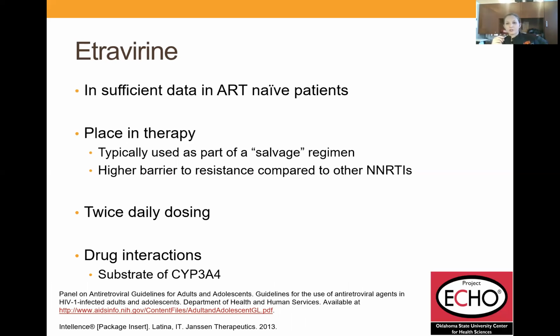Okay, moving on to our last 2 non-nucleosides. Etravirine is an older drug, and it originally had insufficient data on ART-naive patients, and so it started being used for salvage therapy among patients who had resistance. It does have a higher barrier to resistance compared to the other non-nucleosides. So even if you lose efavirenz or rilpivirine, etravirine will still often work for a patient.